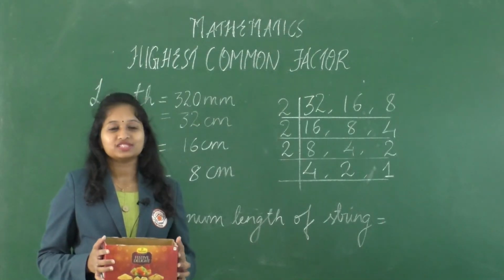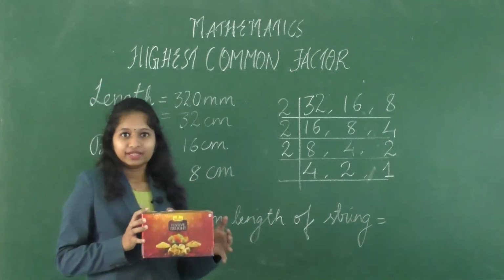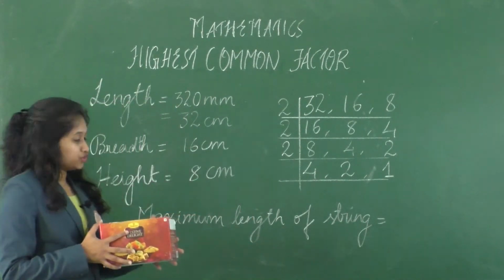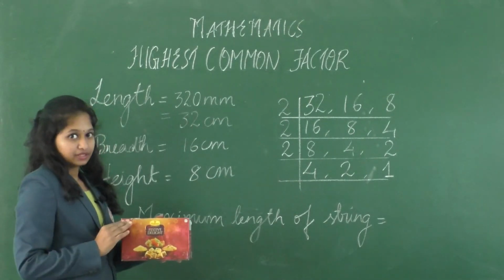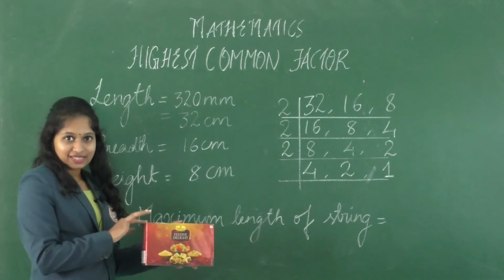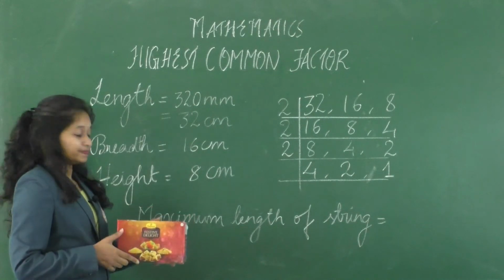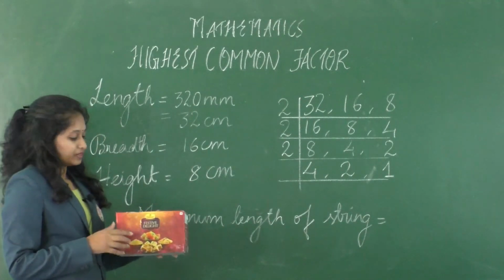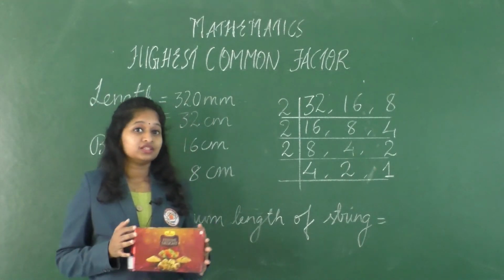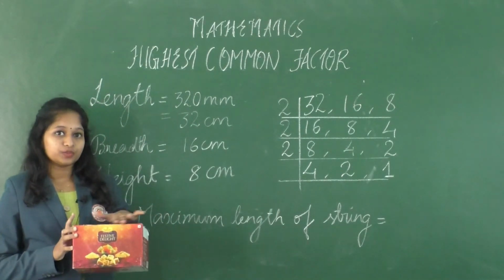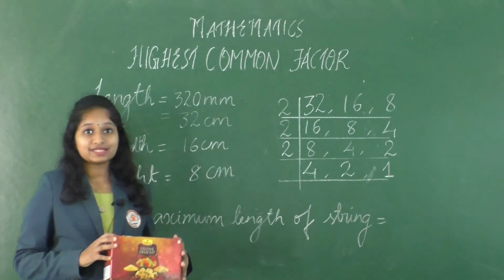Now let's move on to some real life applications of HCF. Here I have a box of dimensions. The length is 320 millimeter, the breadth is given as 16 centimeter and the height is 8 centimeter. Now the question is, what is the longest length of the string to be used so that we can find the measurement of its sides.